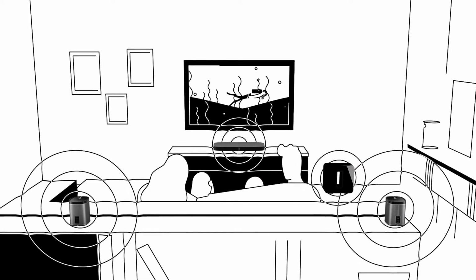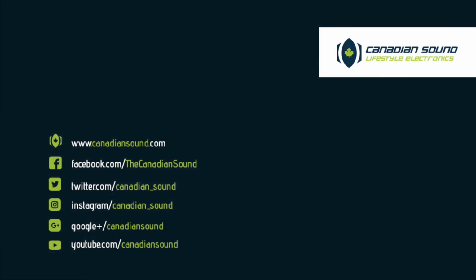Get Sonos Home Theater and transform your living room into the front row. Sonos, the home sound system.